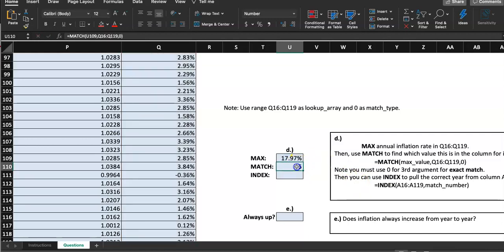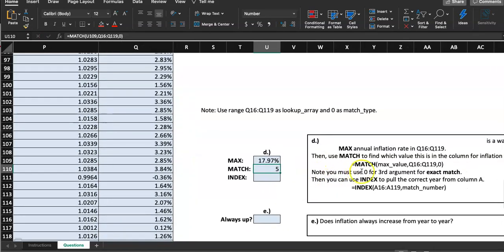Enter, and it says 5. What does that even mean? 5 here. Let's take a look. But note you must use 0 for the third argument for exact match.